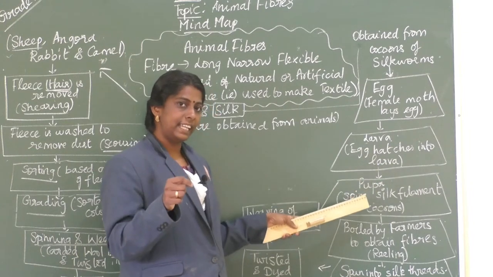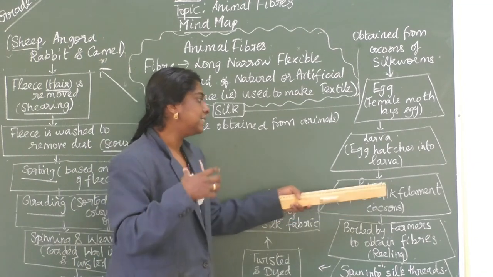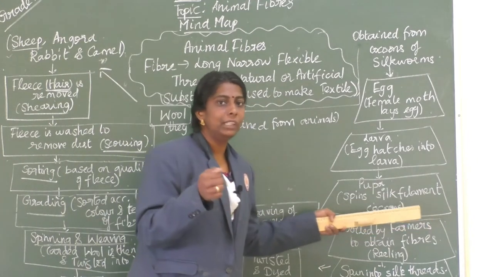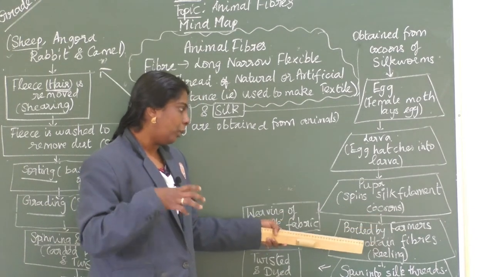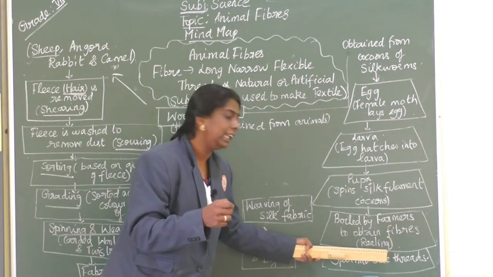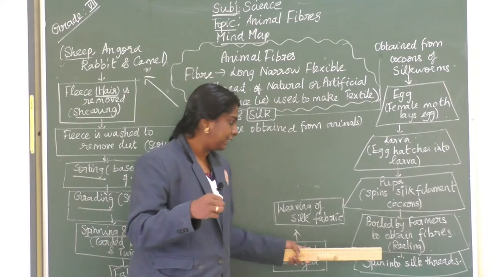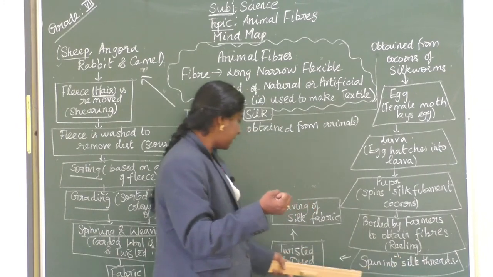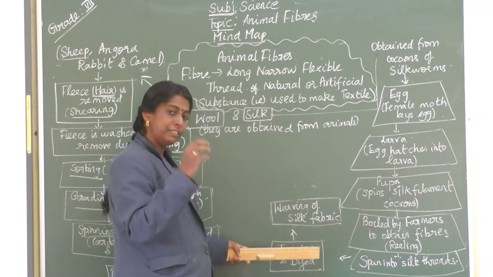And then the third stage, pupa. Here the caterpillar spins the silk filament cocoons, and then by the farmers the cocoons will be boiled to obtain the fibers. So that step is said to be reeling. Then once it's sorted or separated, that is spun into silk threads. They are spun into silk threads, and from the yarn, again it will be twisted, and dyes will be added.